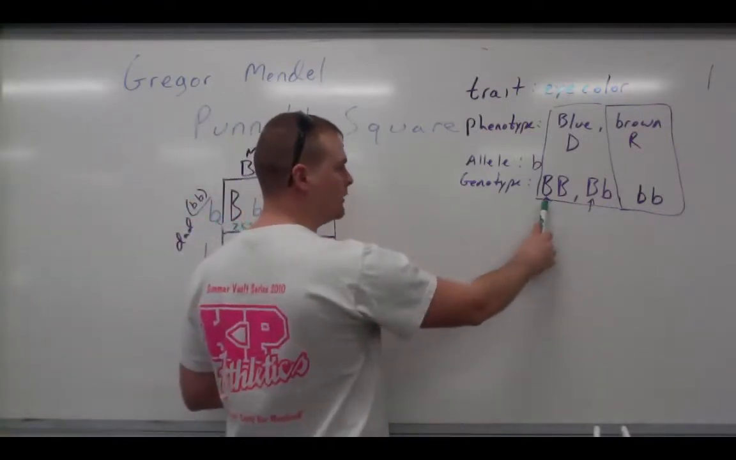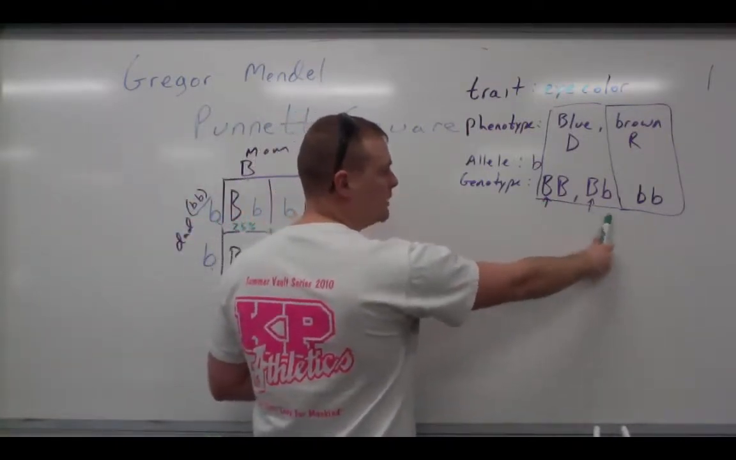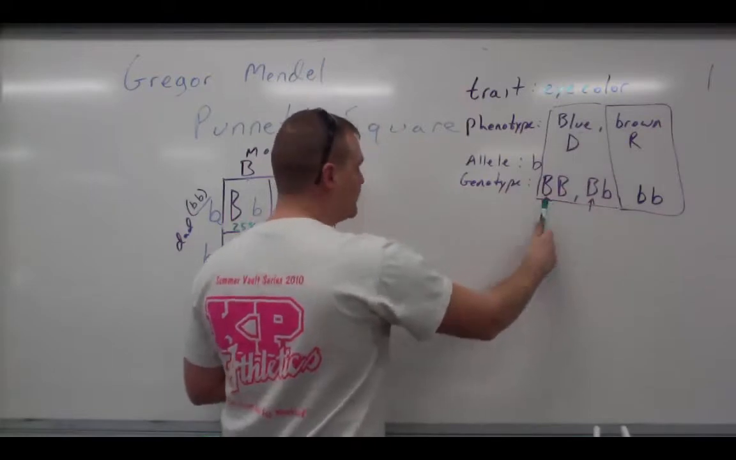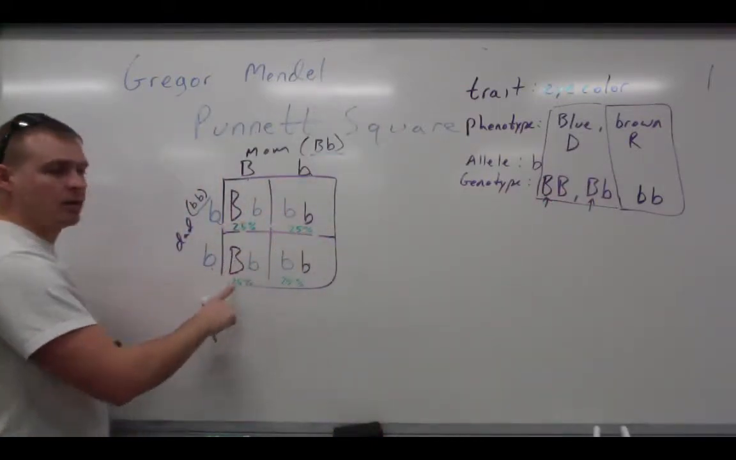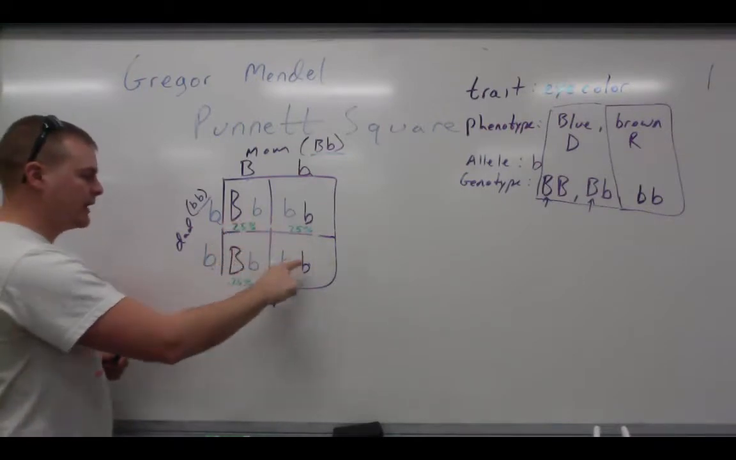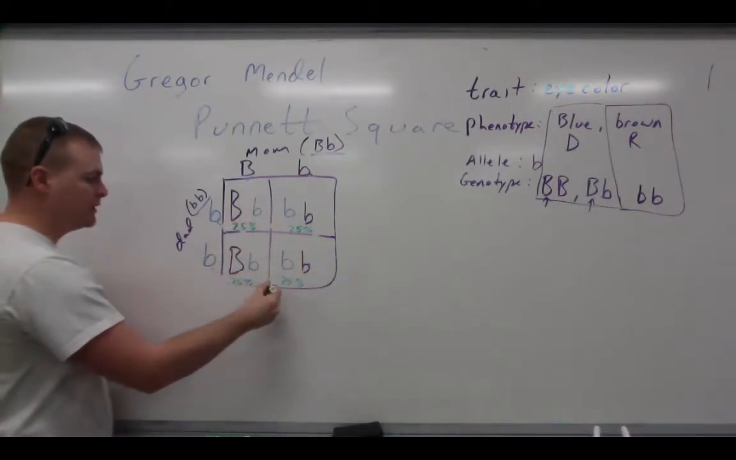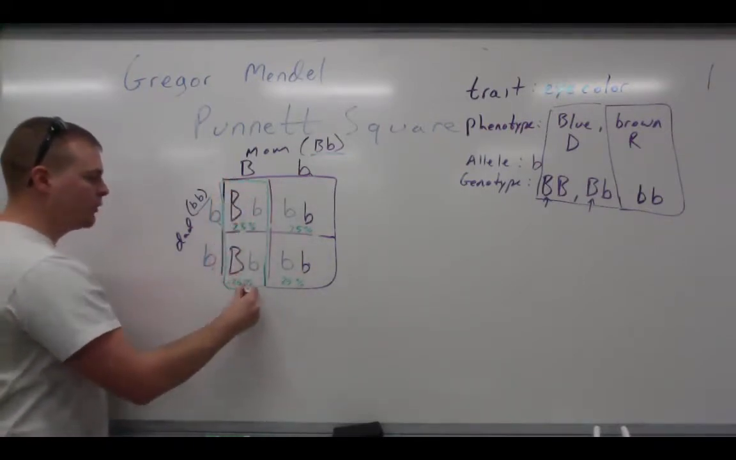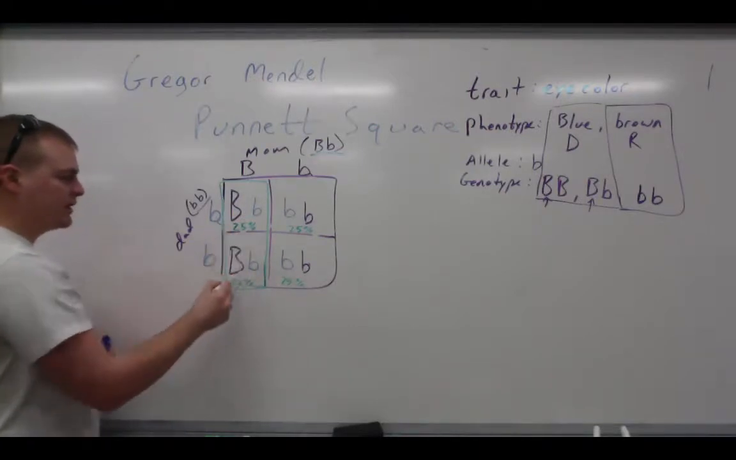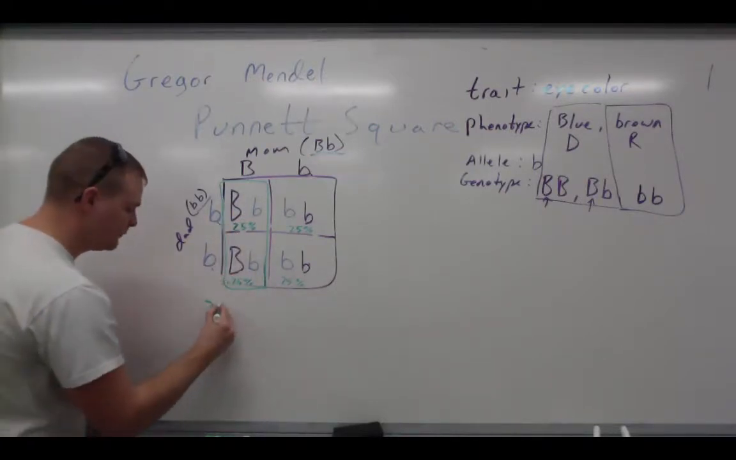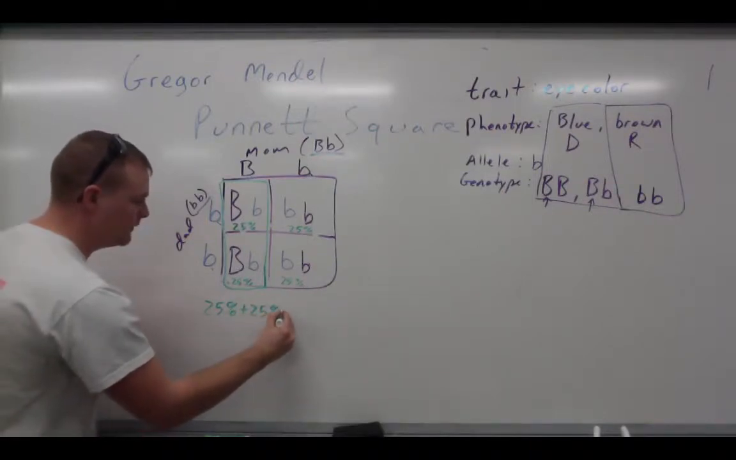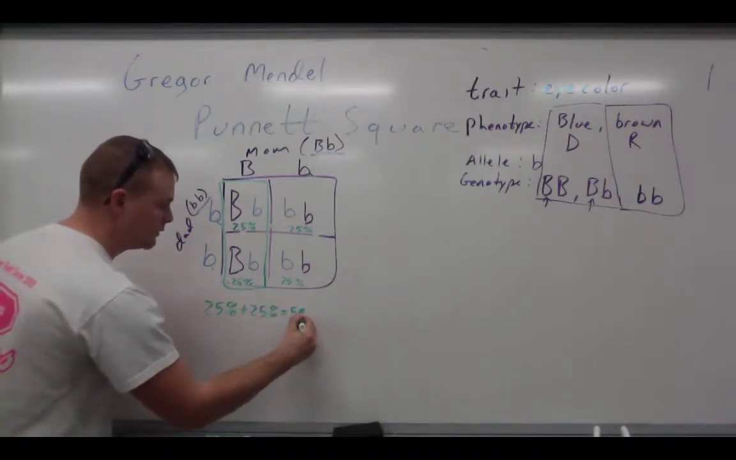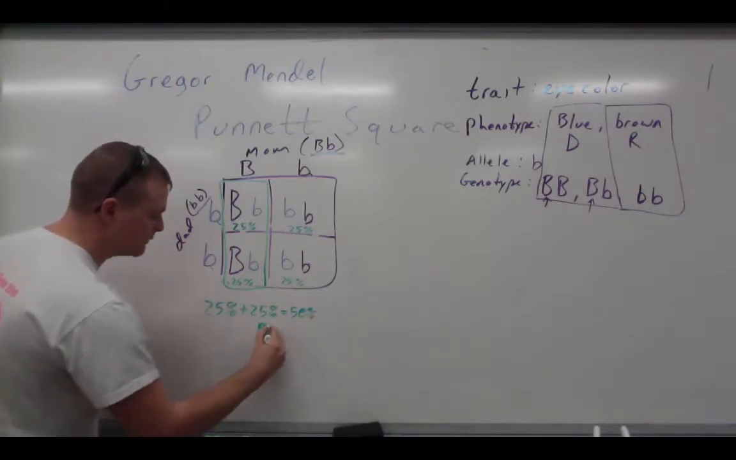What's blue-eyed? Well, blue-eyed could be big B, or it could be big B, little b, because it's dominant. So what's the percentage? Well, do I have any big B's? No. Well, how many big B, little b's do I have? Right here. So I have these two that are going to be blue-eyed, 25% chance plus 25% chance is 50% chance of blue eye.